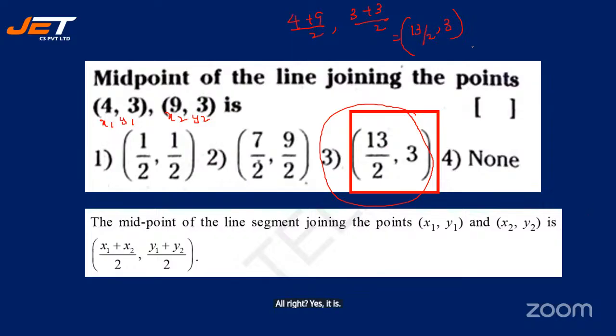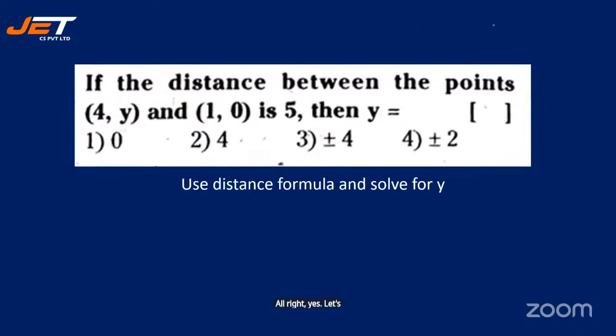I hope you would have understood; the formula has been very clearly mentioned over here. The midpoint of the line segment joining the points x1, y1 and x2, y2 is x1 plus x2 by 2, y1 plus y2 by 2. All right? Yes. Let's move on to the next question. If the distance between the points 4, y and 1, 0 is 5, then what is y? Quickly try to solve this, students.